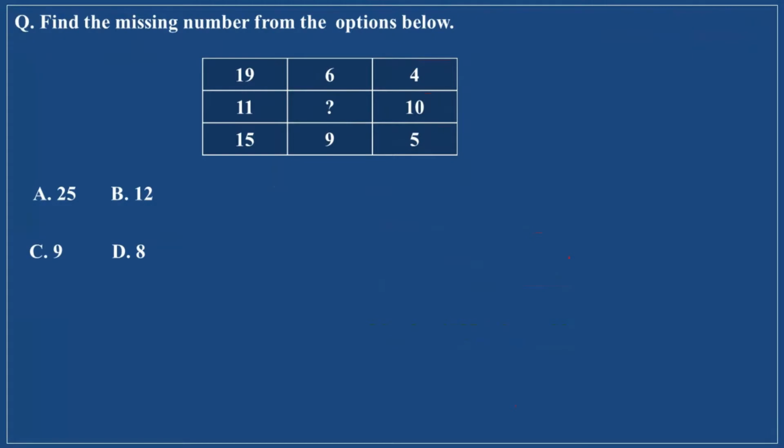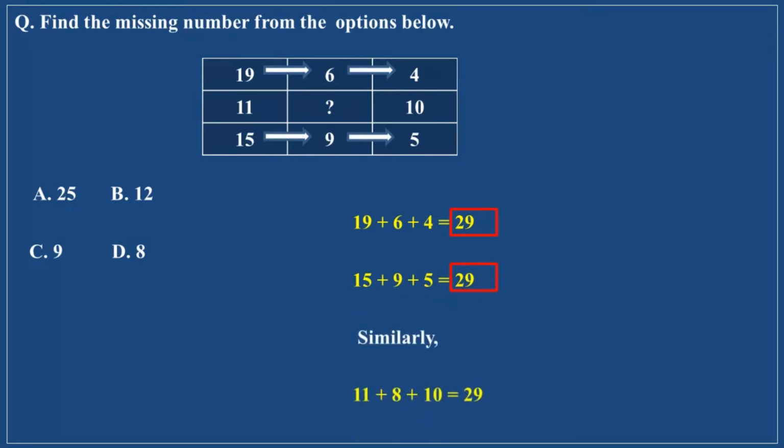Let's proceed to the next question. Find the missing number from the options below. In the first row, the addition of 19, 6, and 4 is done to get 29. Likewise, in the third row, the addition of 15, 9, and 5 is done to get 29. Similarly, in the second row, the addition of 11, 8, and 10 is done to get 29. Hence, option D is the right answer.